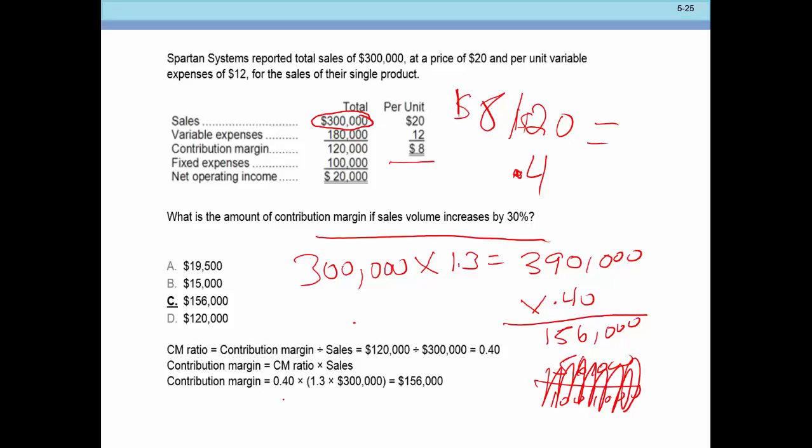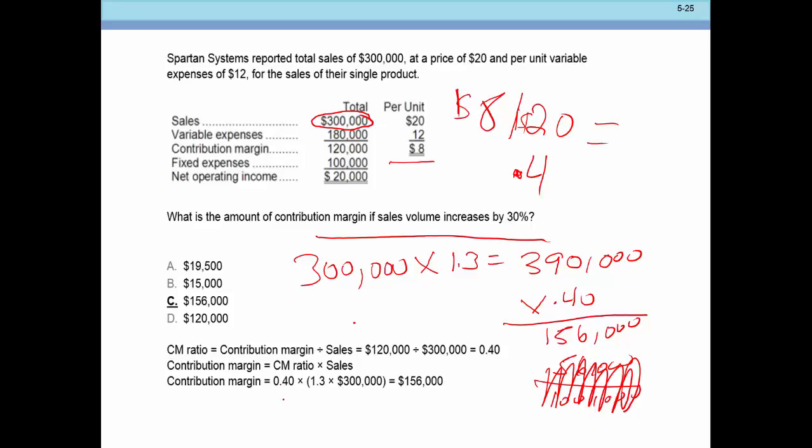Contribution margin ratio is my contribution margin divided by my sales price. That gives me a 0.4 contribution margin ratio. Now, they want to know what would be the contribution margin if sales increased by 30%. The ratio of sales dollars to contribution margin doesn't change just because the level of sales changes, right? That ratio stays the same.